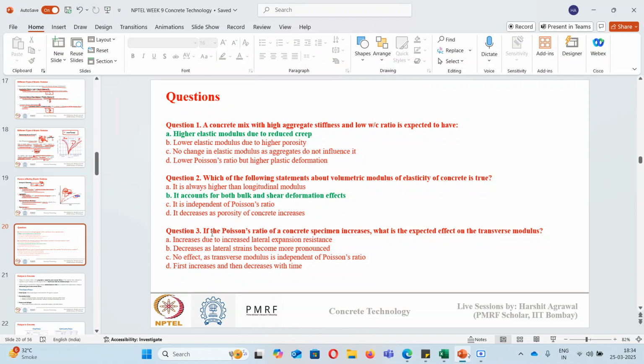Now, question number three: if the Poisson's ratio of a concrete specimen increases, what is the expected effect on the transverse modulus? So, what will happen if the Poisson's ratio of concrete increases?